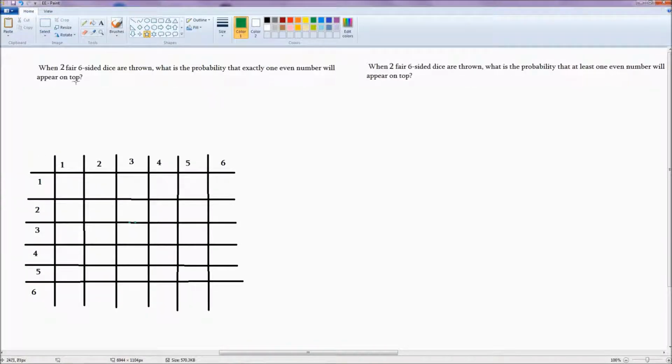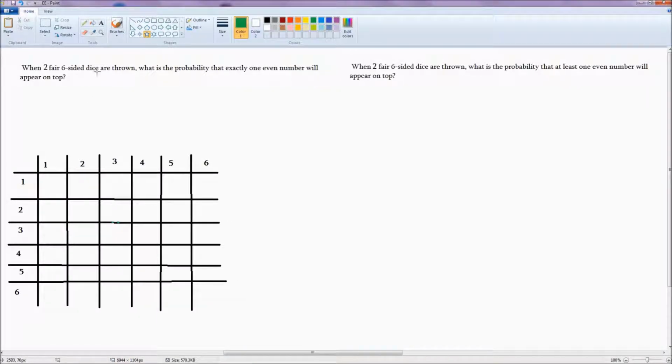The first question asks: when two fair six-sided dice are thrown, what is the probability that exactly one even number will appear on top? When it comes to problems with dice, I really love using this graph. It makes it very easy to calculate anything with two dice. In this case, I'm just interested in cases where just one number on top is even. So I will put stars where the outcome is what I'm interested in. Not a very nice star, but whatever.